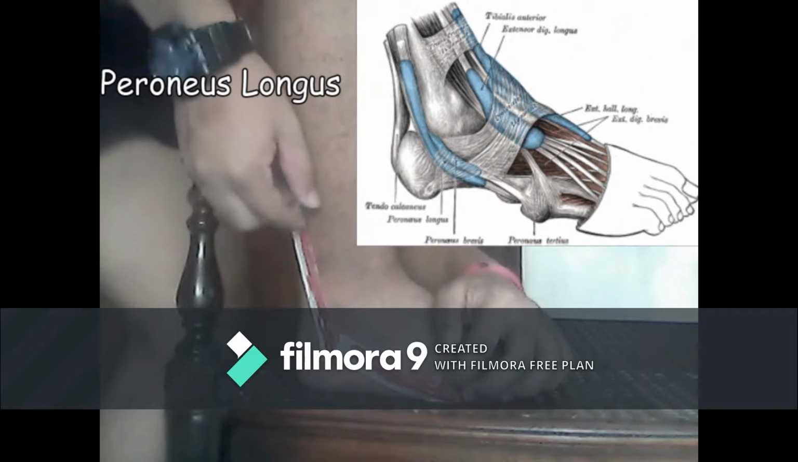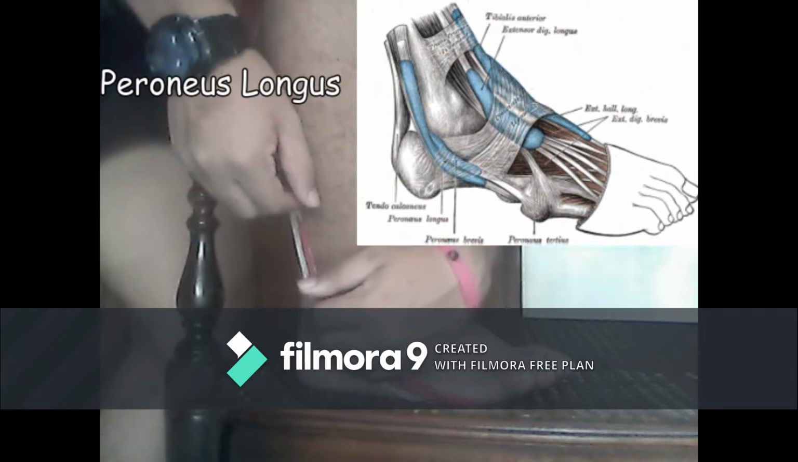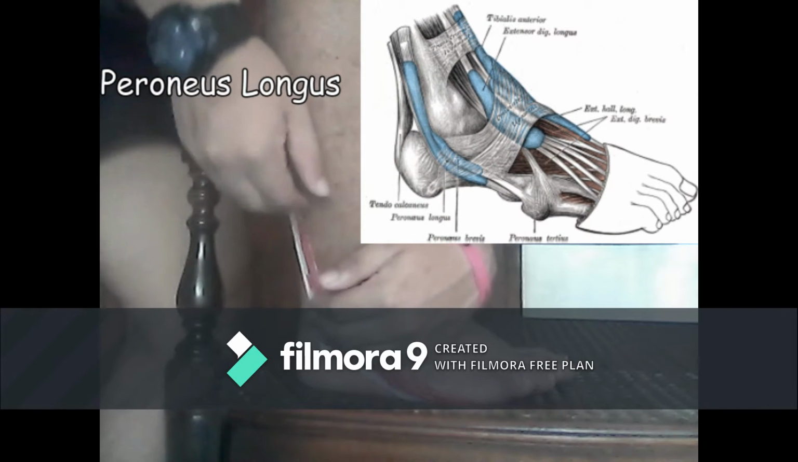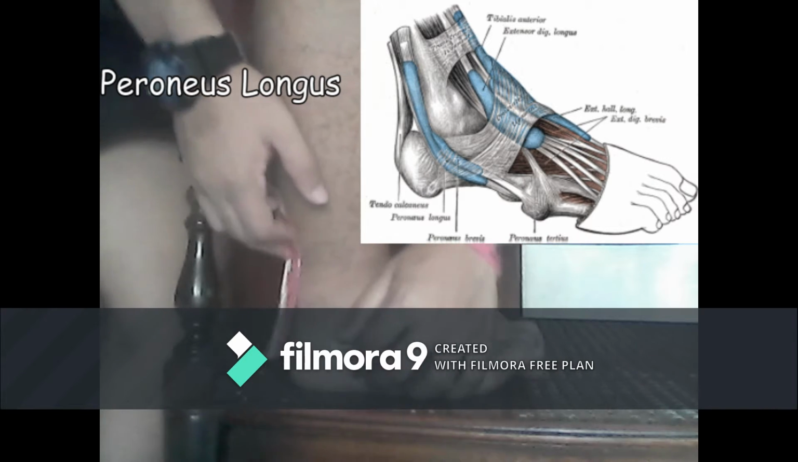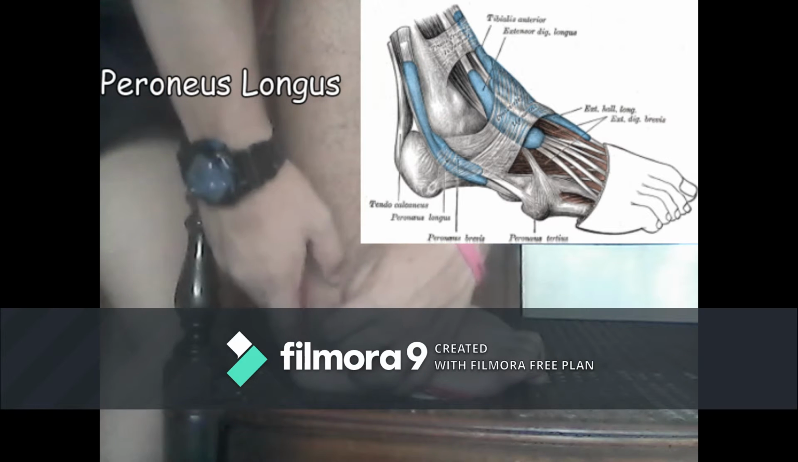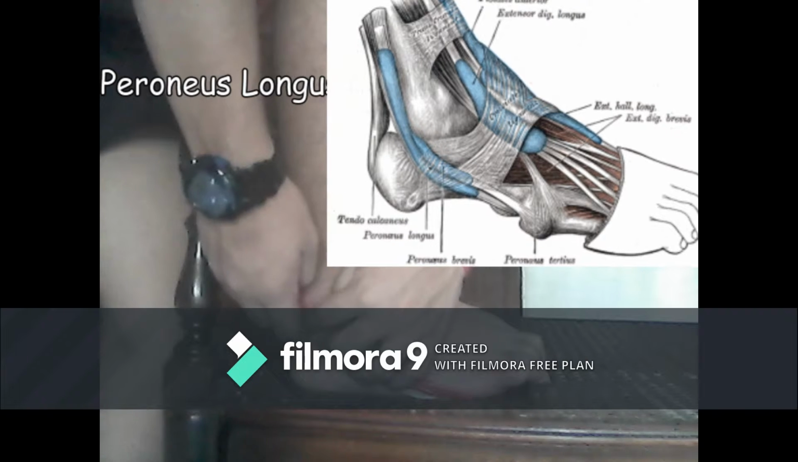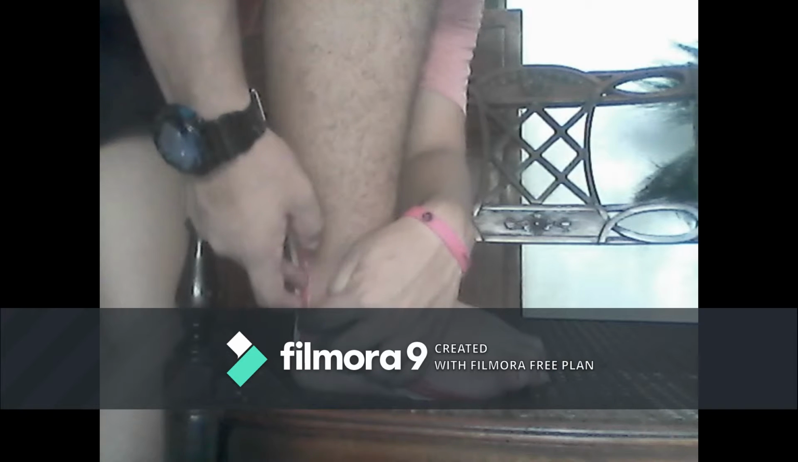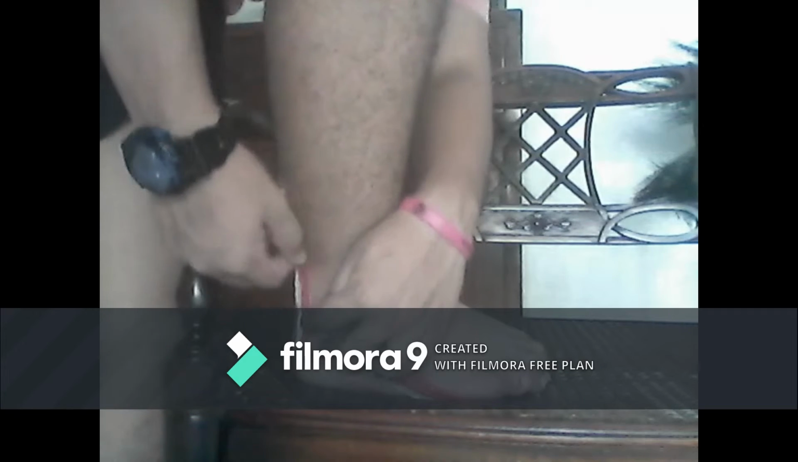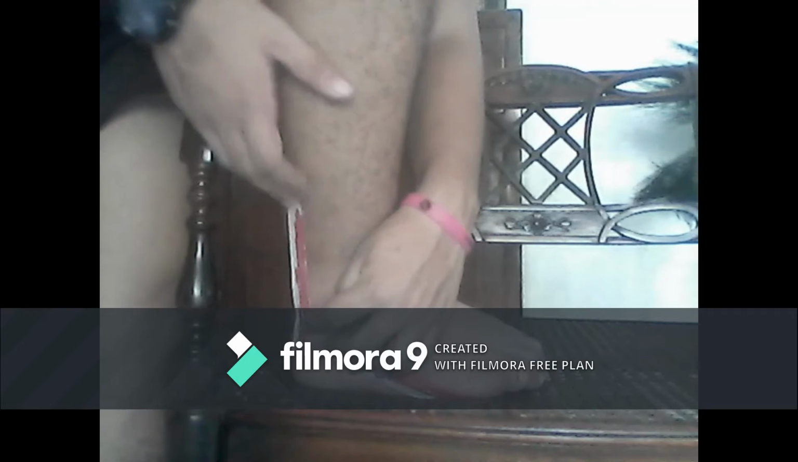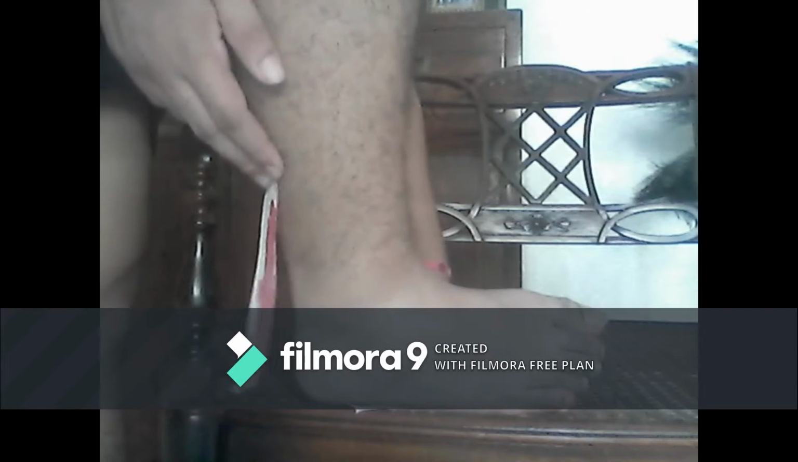And now for the peroneus longus. So it originates from the proximal part of the lateral surface of the shaft of the fibula and is inserted from the first metatarsal and medial cuneiform. So the action of this peroneus longus is that it helps with the plantar flexion and eversion, and it also supports the arches of the foot. So it helps in the plantar flexion and eversion of the foot.